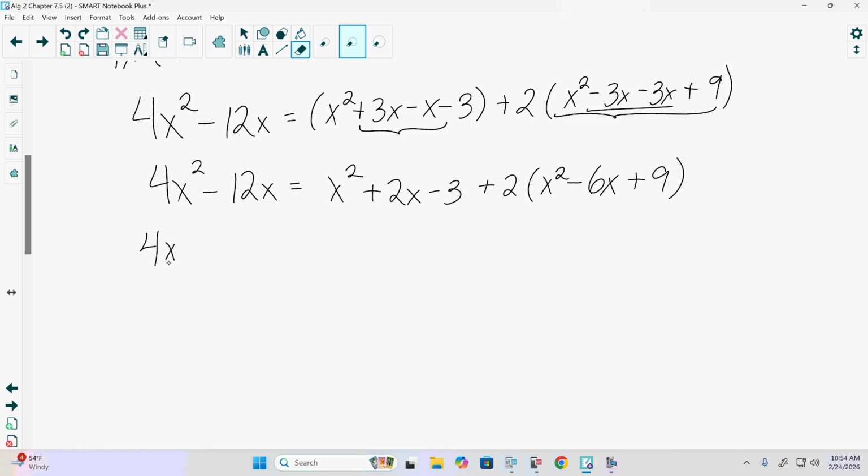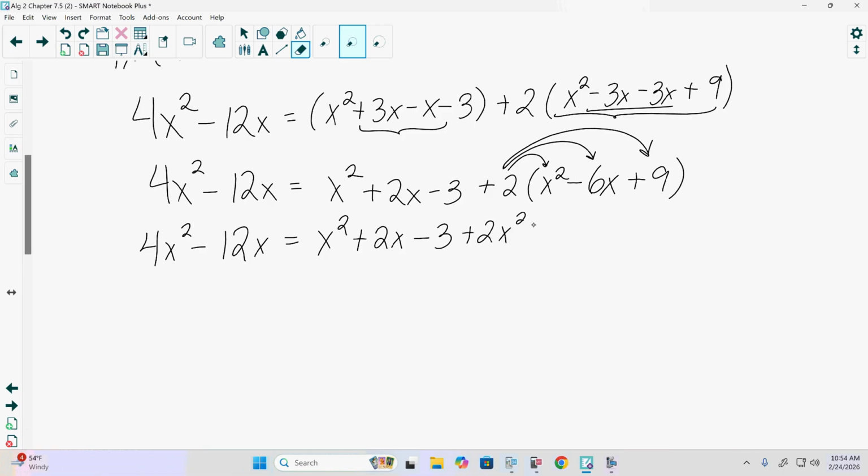Well, we still have 4x squared minus 12x. The x squared plus 2x. None of this has changed because the next thing we have to do in simplifying is going to be to distribute that 2 through. We need to finish multiplying this out. So our 2 times x squared is going to be positive 2x squared. Our 2 times negative 6x, 2 times negative 6 would be negative 12x. And our 2 times 9 is going to give us positive 18.